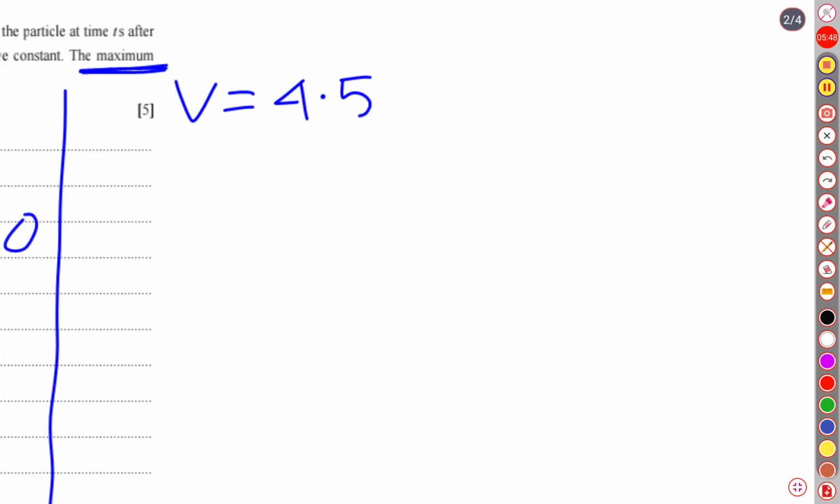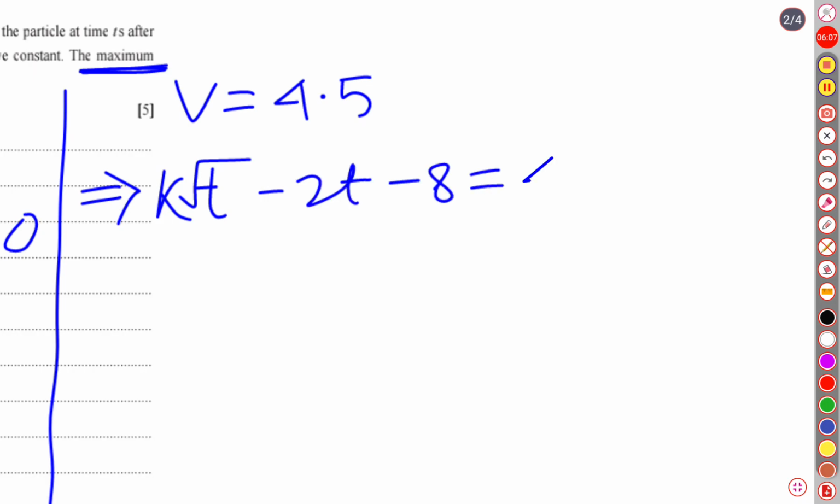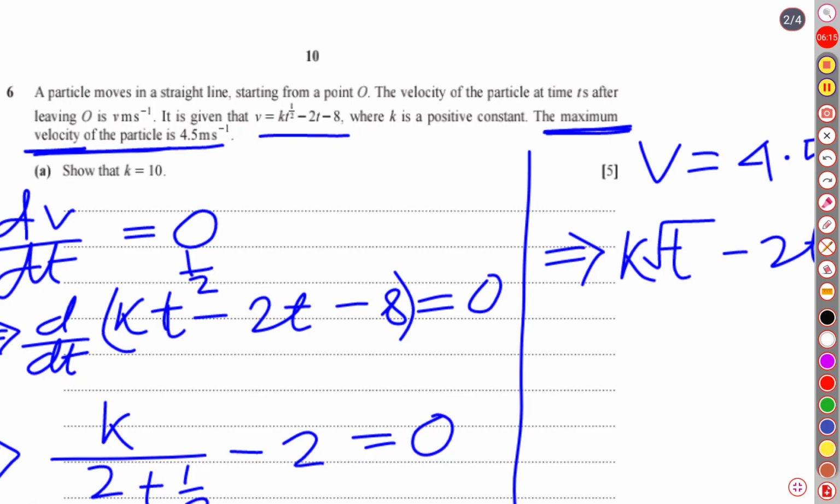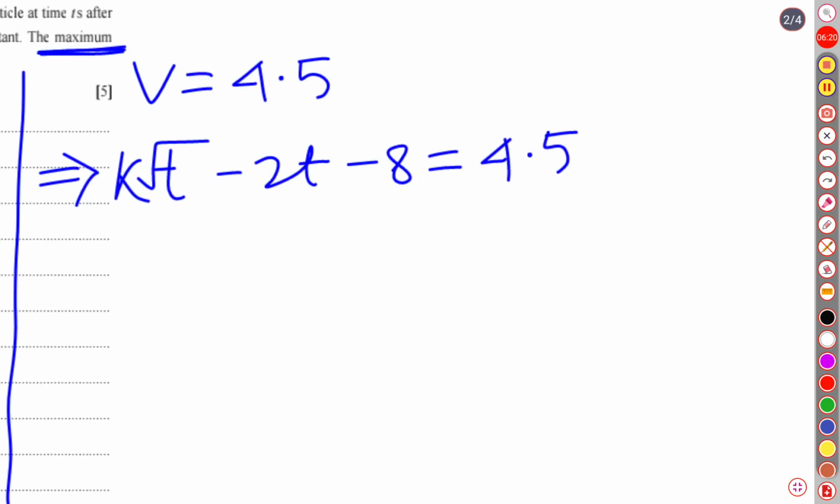4.5. And what was our V? Our V was k root over t, that means k t raised to half, which can be written as the square root of t, minus 2t minus 8, is equal to 4.5. I can show you again. Look, the question was k t raised to half minus 2t minus 8. That means k square root over t minus 2t minus 8 is equal to 4.5.